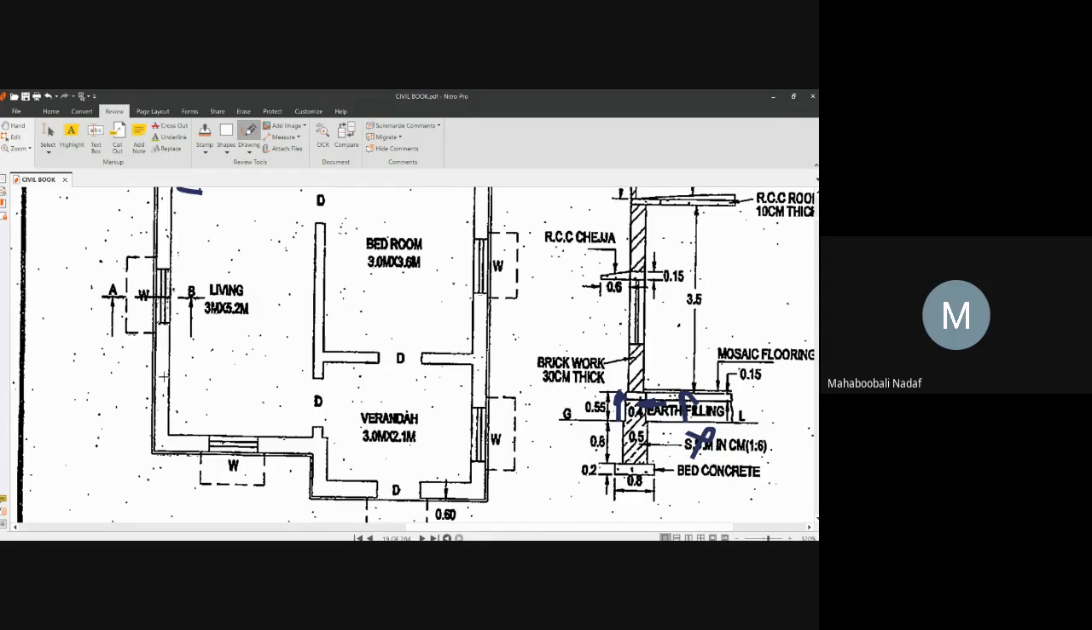What was center to center? How to calculate from here to here, inside to inside? Initially, you have calculated, no? 3 plus 0.3 by 2 plus 0.2 by 2. How much was it? 3.25. Try to understand 3.25.